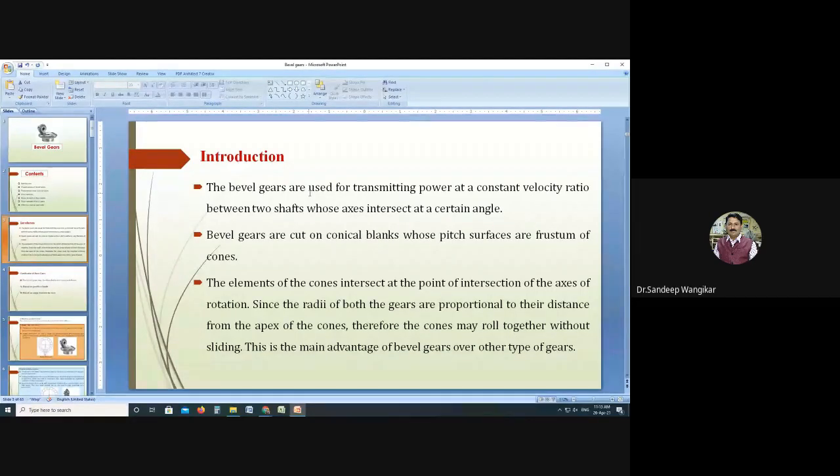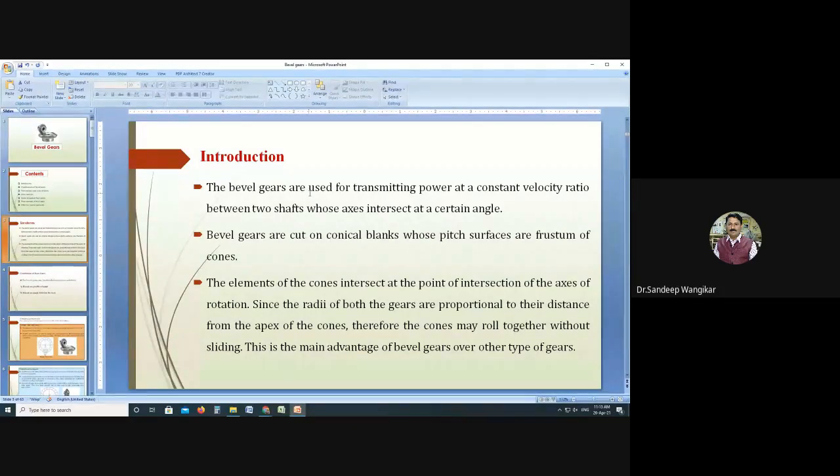So we will discuss this, how this cone is there and how it looks after cutting the teeth, and what we will call a bevel gear. It is a frustum of cones, and the teeth are cut on this frustum of conical blanks, and you will get a bevel gear. The elements of the cones intersect at the point of intersection of the axis of rotation. As the radii of both gears are proportional to distance from apex of the cones, they may roll without sliding. So there will not be sliding in this, and this is the main advantage of this bevel gear over other types.